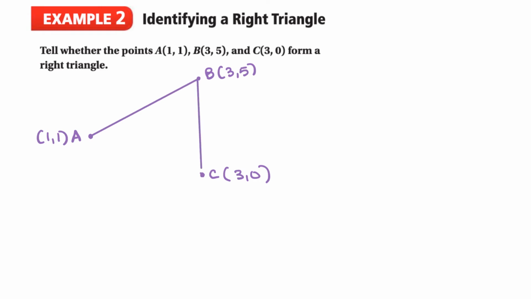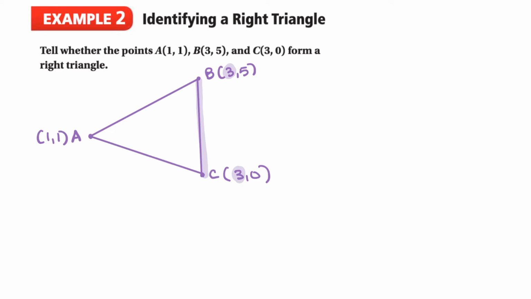So if we want to figure out if this triangle is right-angled, we're going to have to figure out how long each of the sides are of this triangle. So I'm going to start off with the easiest one, which is this line here that goes from B to C. The reason it's the easiest is because notice that they both have the same x coordinate, right?